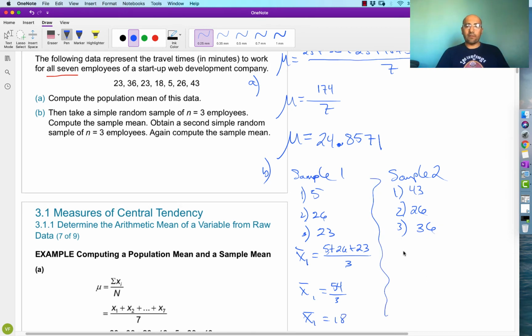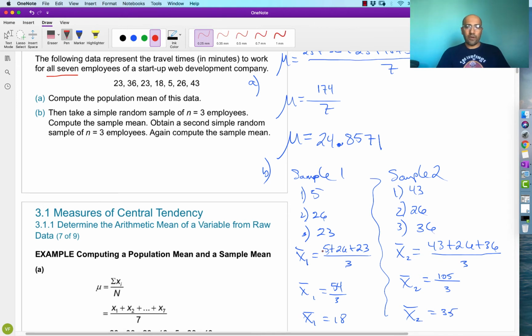On the other hand, if we take another random sample, x bar sub 2 is equal to 43 plus 26 plus 36 divided by 3. We get 105 divided by 3. So x bar sub 2 equals 35.